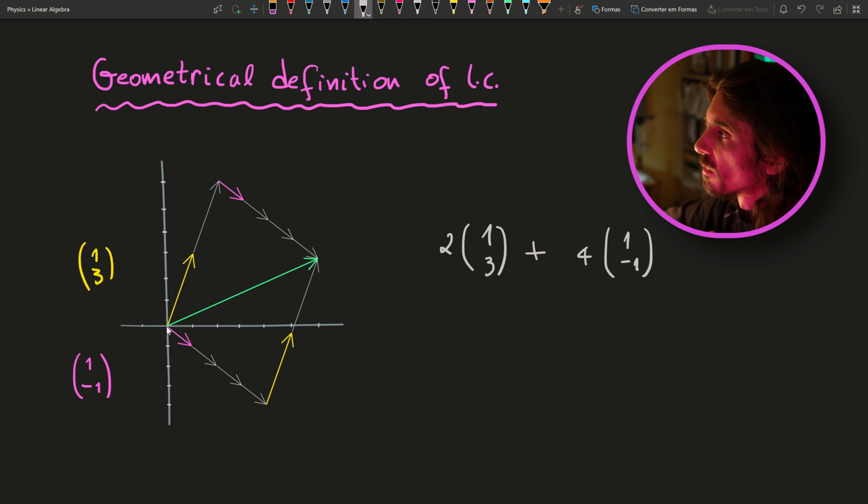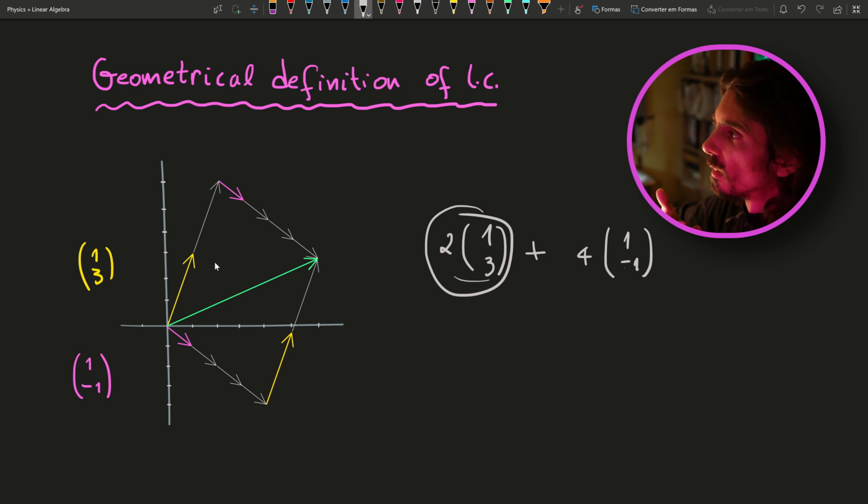Well, you see here is a vector that goes from the origin up to this point here. So it's twice as long as the vector that goes from here to here. What does it mean, 4 times this vector? Well, this is the pink vector here, (1, minus 1). 4 times is the vector that goes from here up to here. So this vector here goes from here to here, and this vector here goes from here to there. And now you want to sum those.